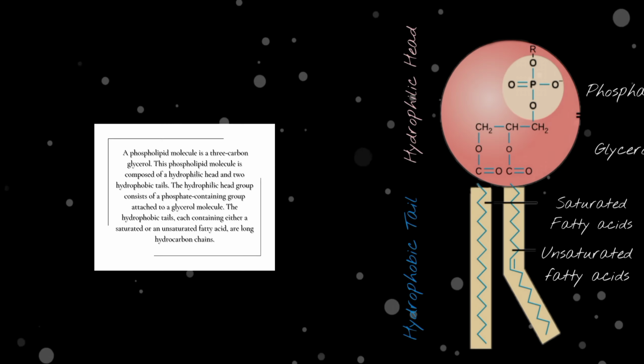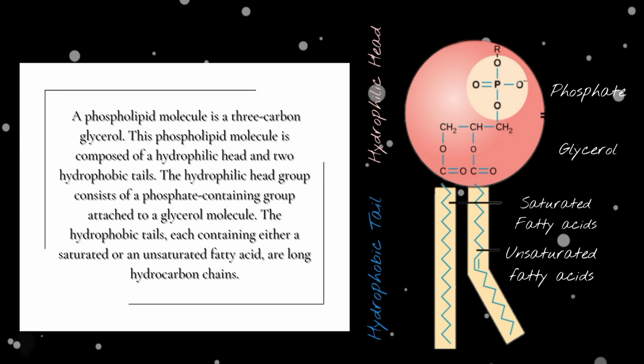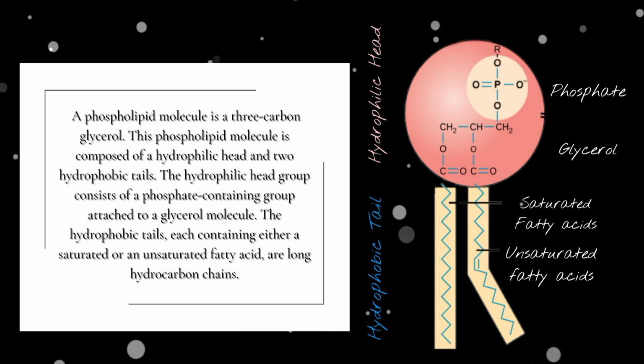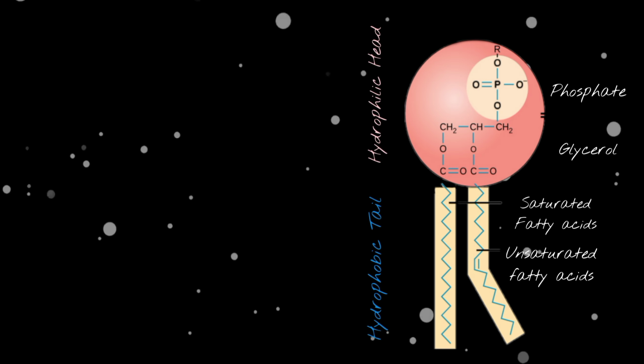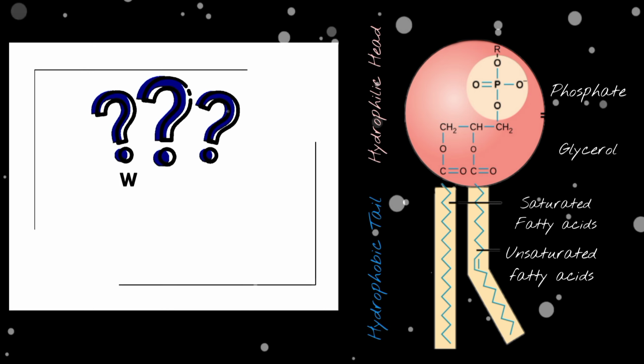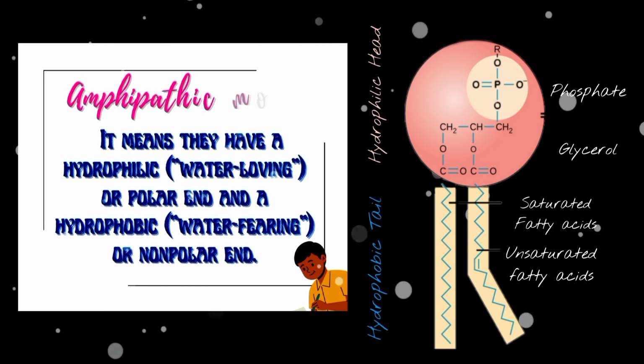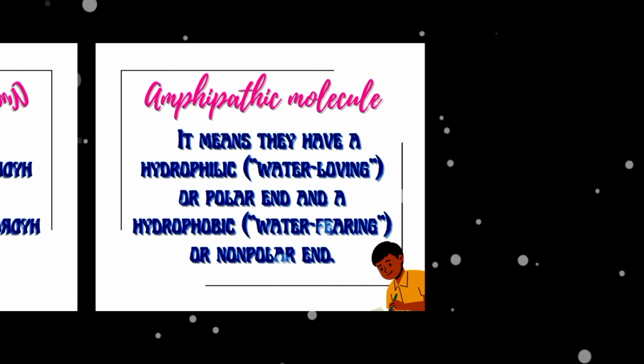A phospholipid molecule is a 3-carbon glycerol, with 2 fatty acids and a modified phosphate group attached to a glycerol backbone. A phospholipid is an amphipathic molecule. Do you know what that means? It means that it has both a hydrophobic and a hydrophilic component.